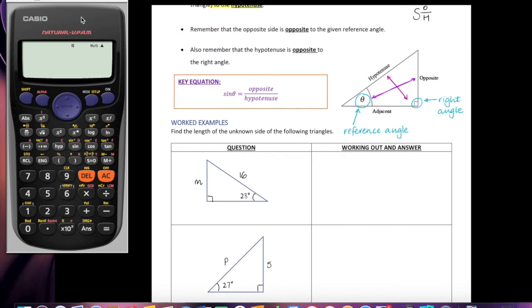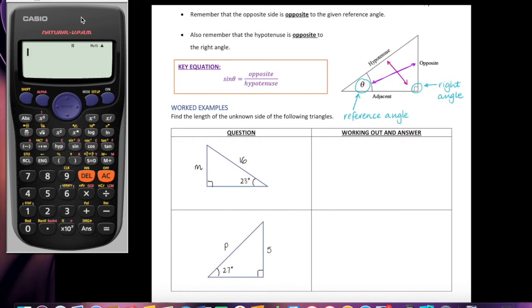If we take a look at the first example, I would highly recommend starting by actually labeling your sides. First up, we know the length that's represented by the number 16 is our hypotenuse, so I'm just going to write H for hypotenuse. Our reference angle here is 23 degrees. And then we've got the side M. That's obviously going to be our opposite, and we know that it's opposite because it is opposite to the reference angle.